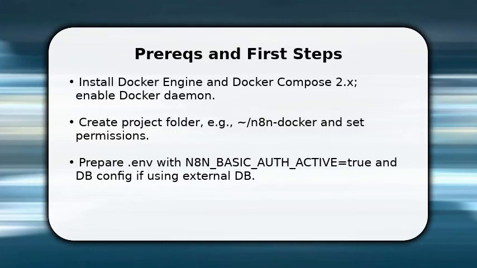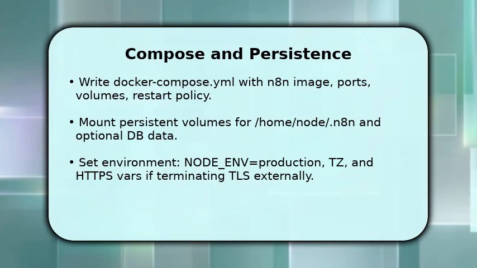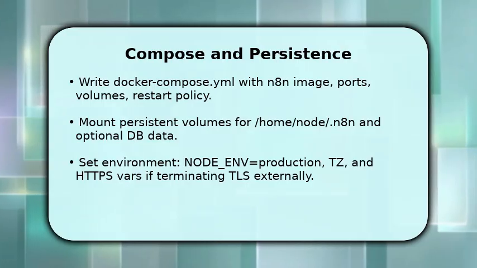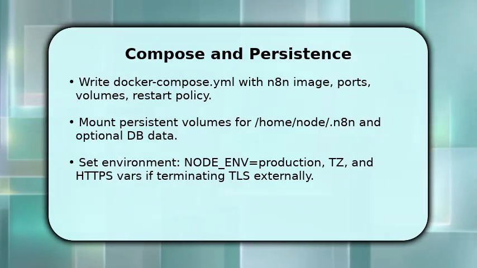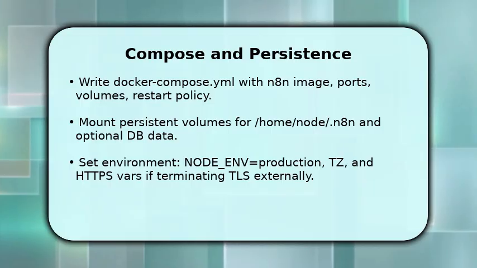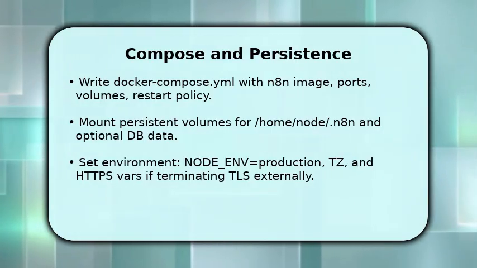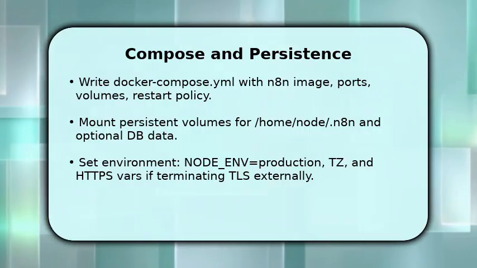Now you build the Docker Compose configuration and enable persistence. Write a Docker Compose YAML that references the official n8n image, maps port 5678 to the host, mounts a host volume to /home/node/.n8n, and uses a restart unless-stopped policy. Make sure to include a DB service or connection strings if using Postgres.